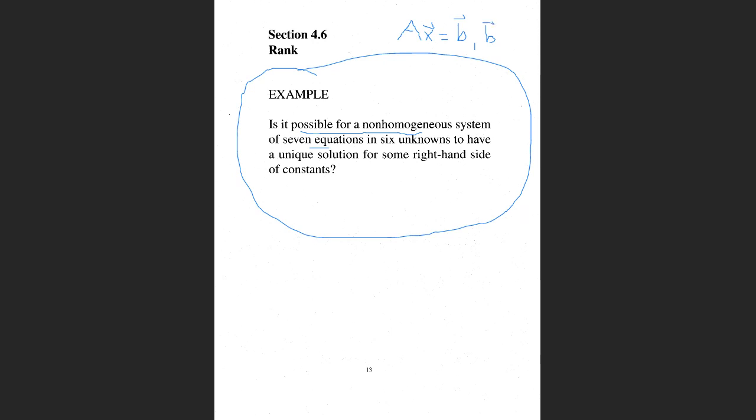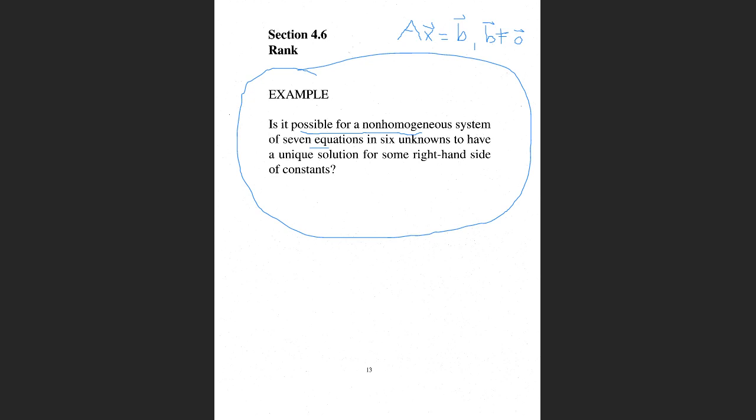Okay, so in this example, we're wondering if it's possible for a non-homogeneous system of 7 equations. Incidentally, a non-homogeneous system would mean that A times X equals what? Good, Binyam, equals B. If A times X were equal to the 0 vector, that would be a homogeneous system. But if A times X equals B, and B is not equal to the 0 vector, then we have a non-homogeneous system.